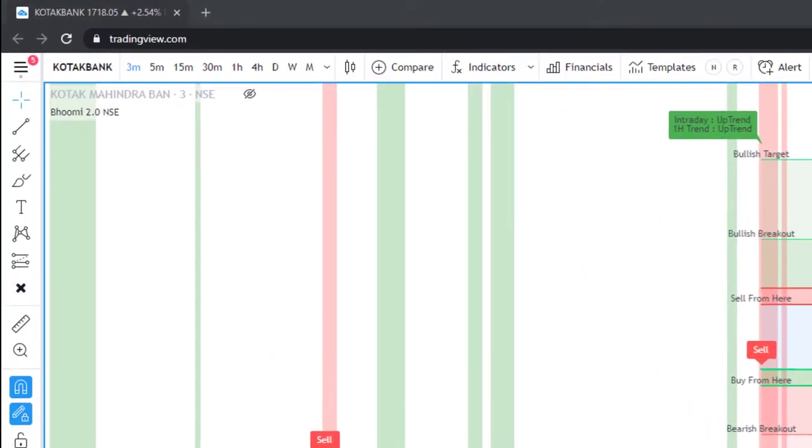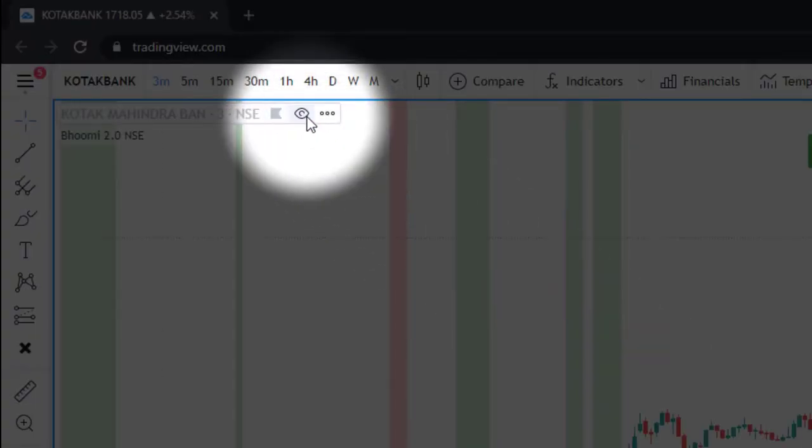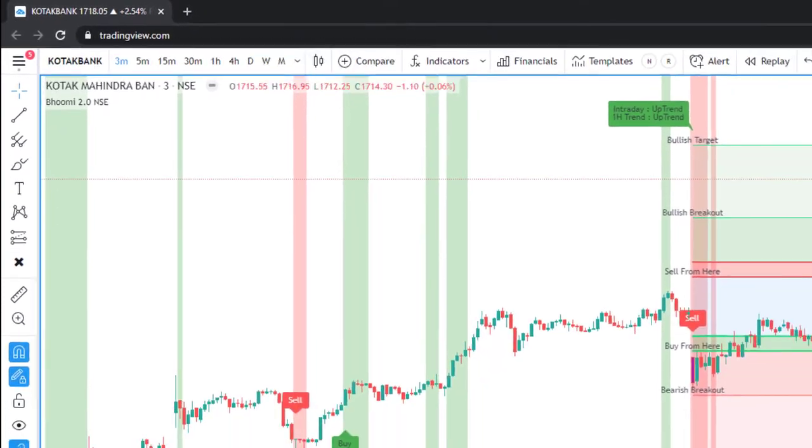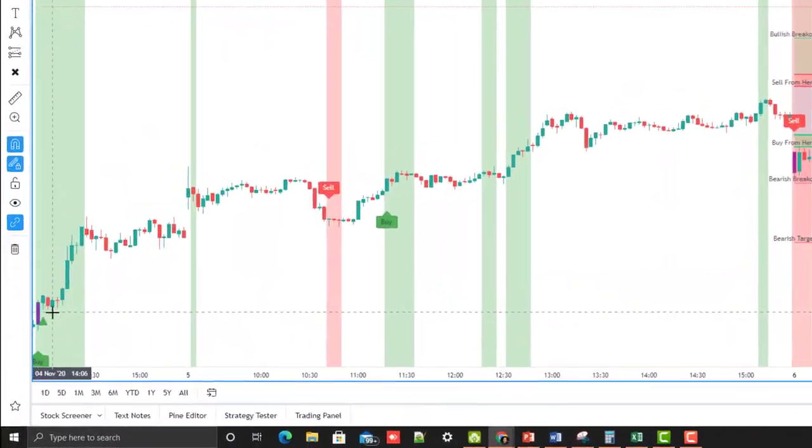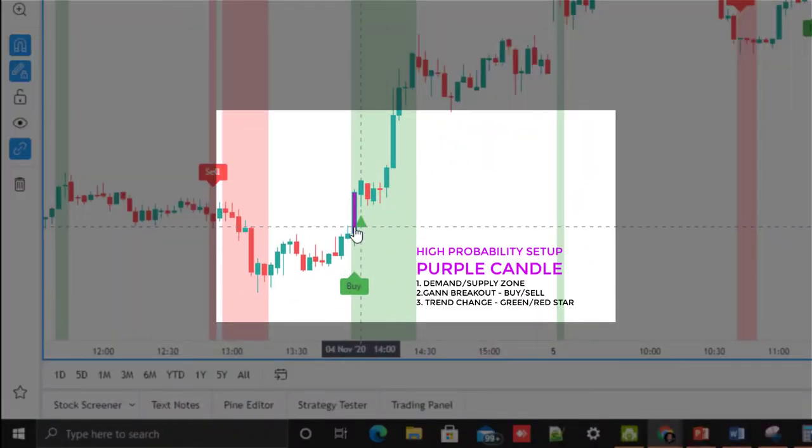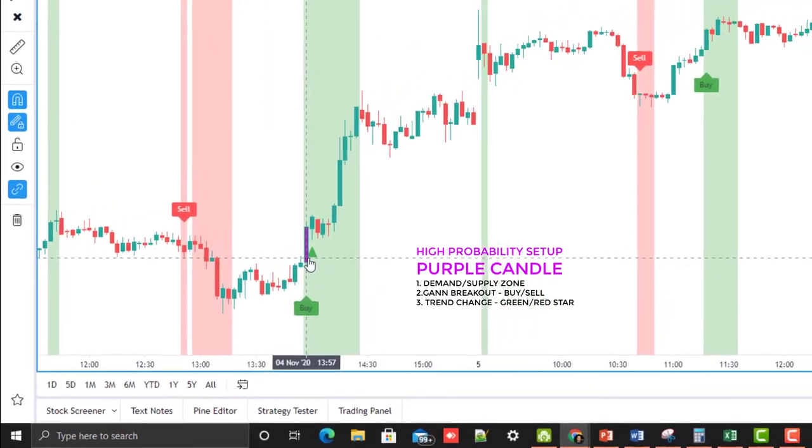Now let's put the price back on and understand about the purple candles. Now if you see here, I'll zoom in, and this is a bullish purple candle. So these are very rare and these are high probable setups. So what does this mean?